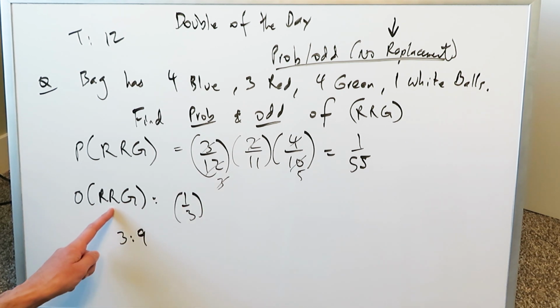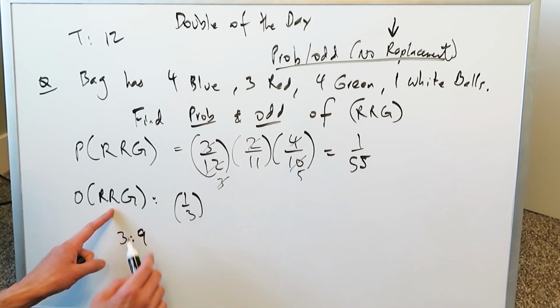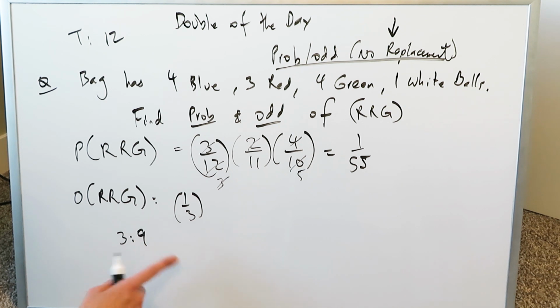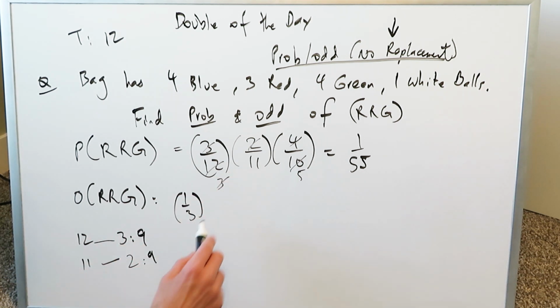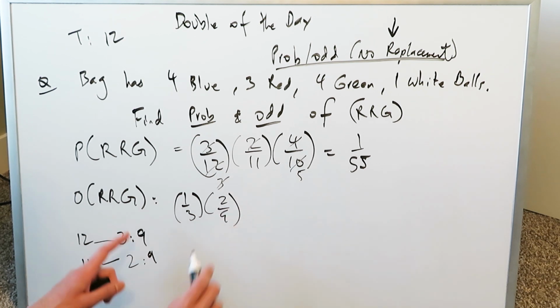Now the odds for your next red ball would be what? You've already picked one and you have one less red ball, you have one less ball in the bag. It'll be 2 to 9 because you have 11 balls remaining. Here you have a total of 12 balls. Here you should have a total of 11 because you are not replacing the balls. 2 to 9. And then lastly the green.